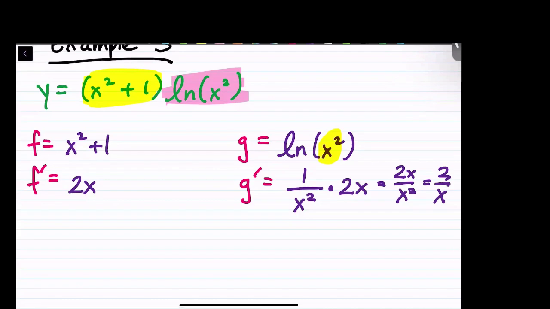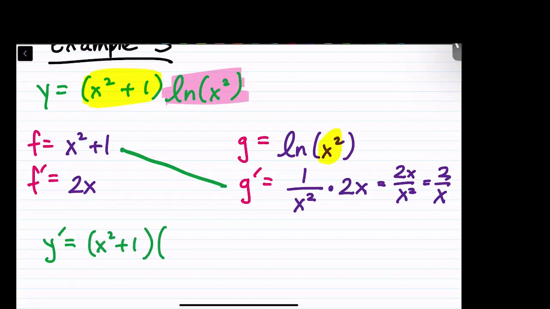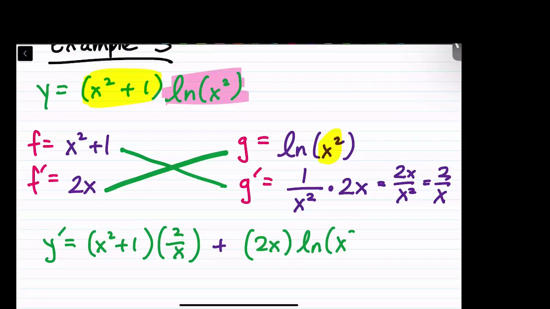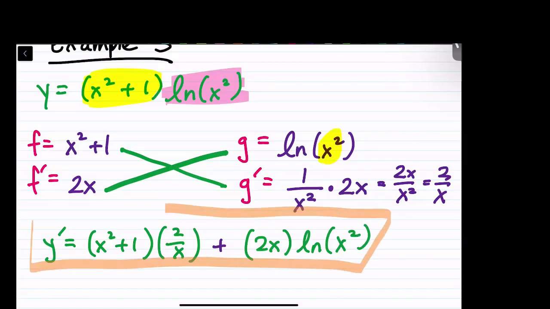Now, just like before, we are ready to plug in these four components into our product rule formula. So we have f times g prime, so that is x squared plus 1 times 2 over x, plus f prime times g, and there we have it. This is our derivative of our original function.